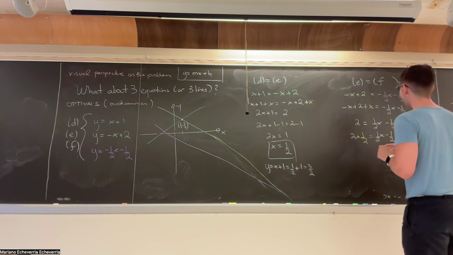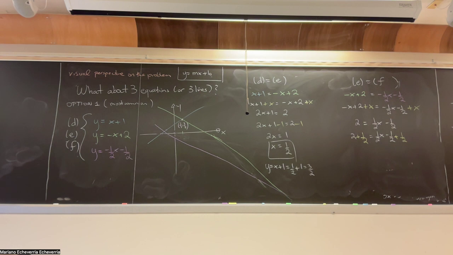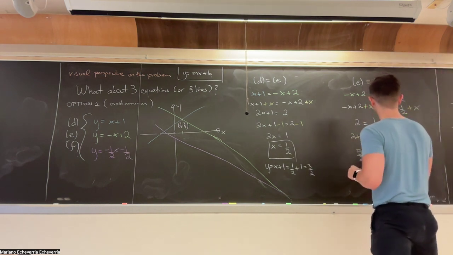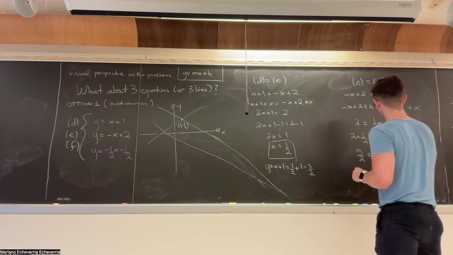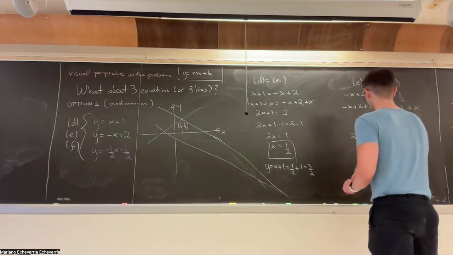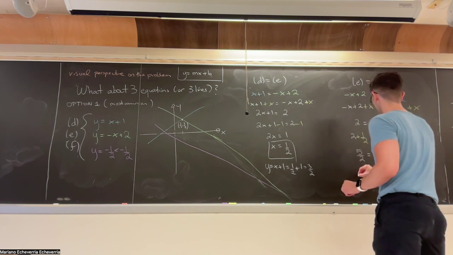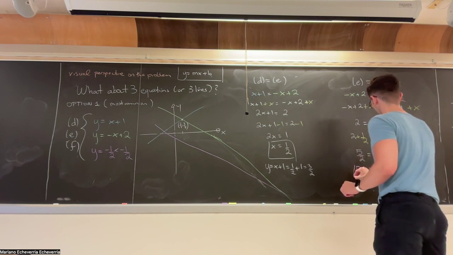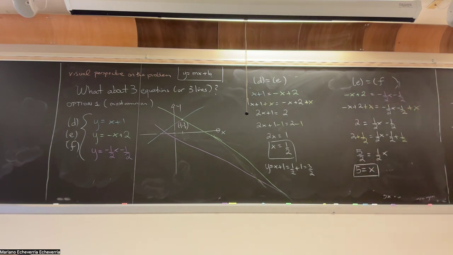So now I add 1/2 to both sides. Okay, and then 2 plus 1/2 looks like 5/2. We're almost there, finally, and then you multiply by 2 on both sides to get what x has to be. Okay, perfect.